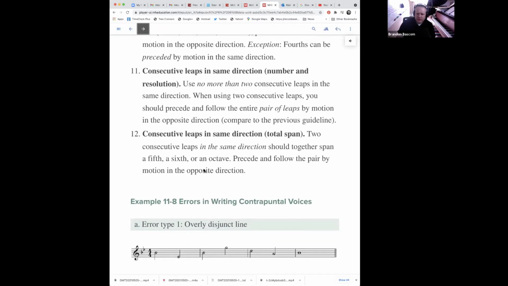Consecutive leaps in the same direction. You should use no more than 2 consecutive leaps in the same direction. When using 2 consecutive leaps, you should proceed and follow the entire pair of leaps by motion in the opposite direction. Consecutive leaps in the same direction, total span. 2 consecutive leaps in the same direction should together span a fifth, a sixth, or an octave. Proceed and follow the pair by motion in the opposite direction. So those are all of the melody norms to consider.